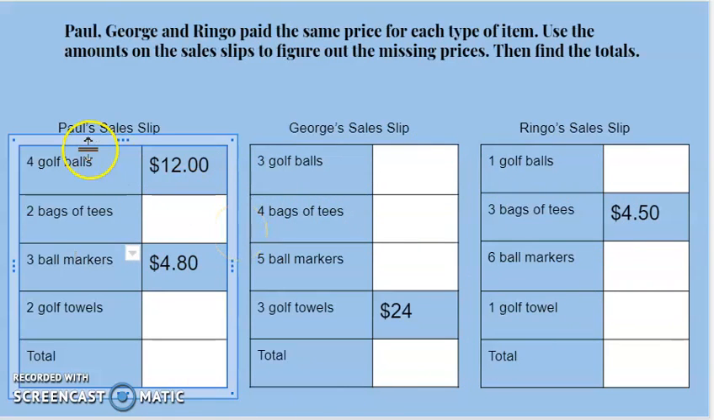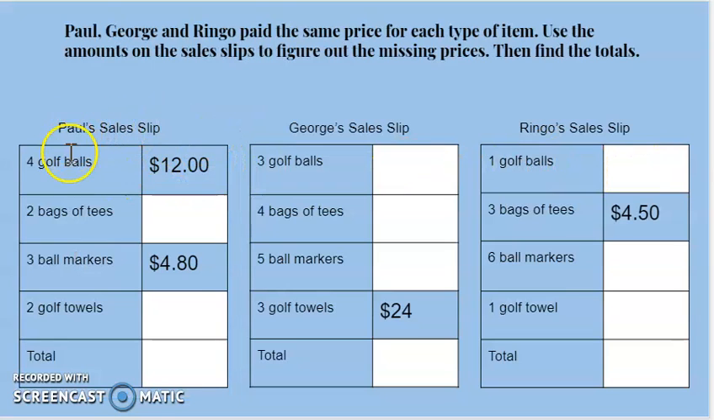Okay, so if we look across the top row for each one of these sales slips, we see golf balls. Now we don't know how much George spent on golf balls. We don't know how much Ringo spent on golf balls. But looking over here at Paul, we see that he got 4 golf balls and he spent $12. So what we need to do is figure out how much one golf ball would have cost. So how we're going to do that is we want to divide the price by the number of golf balls that he bought, right? So if 4 was 12, we'd want to divide $12 by 4 because that would give us the unit price.